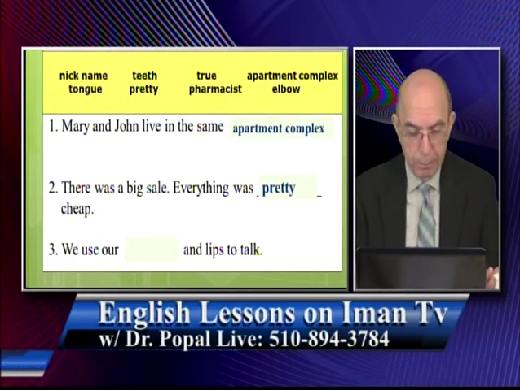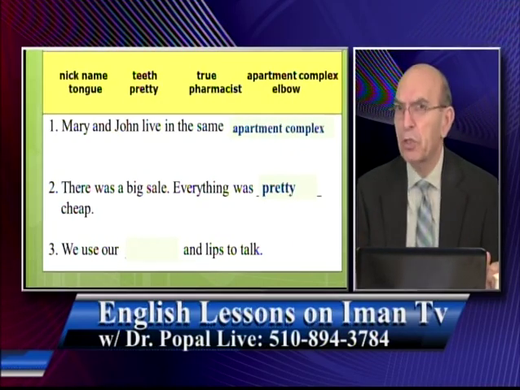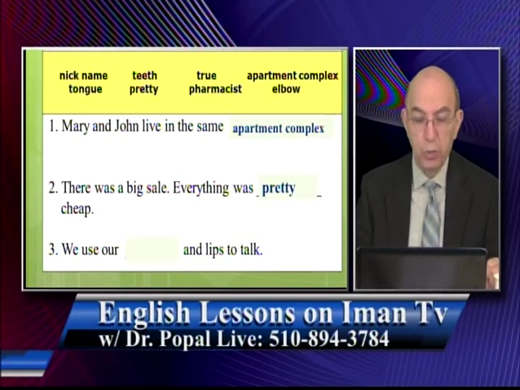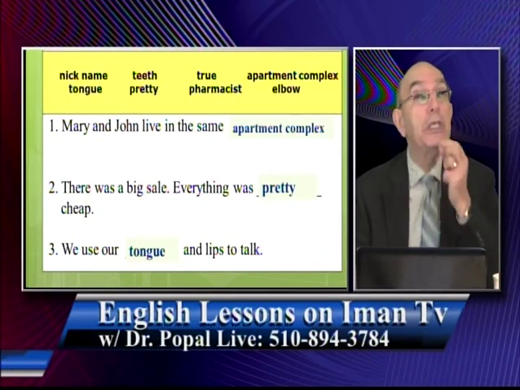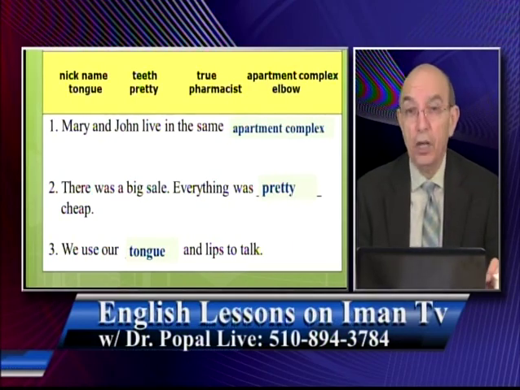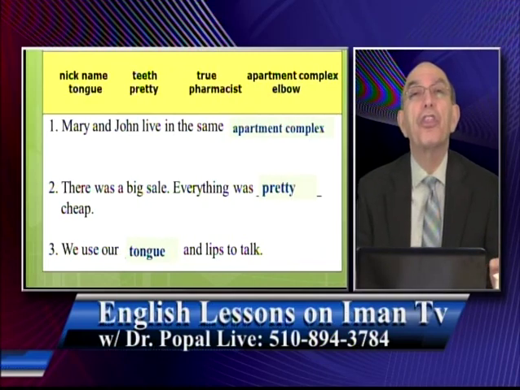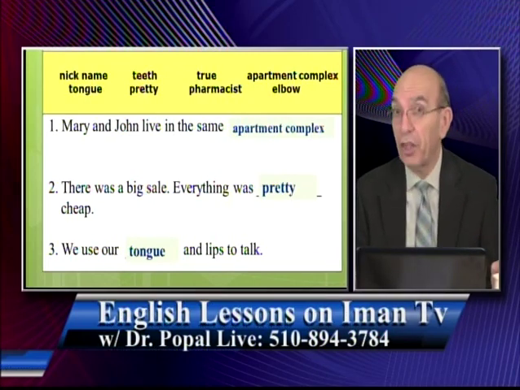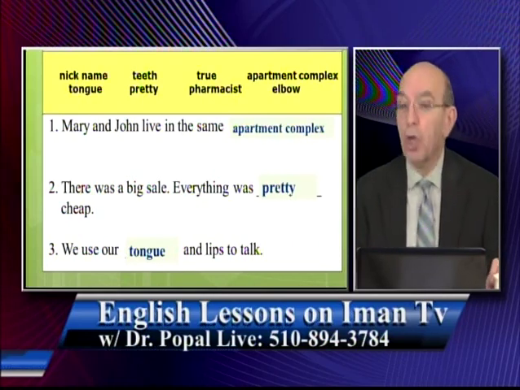Sentence number 3. We use our blank and lips to talk. Our what and lips to talk? The correct answer is what? Tongue, right? We said we need our tongue in order to talk. Like when you say, for example, th, you need to put your tongue between your teeth and say, for example, teeth, right? So we use our tongue and lips to talk.